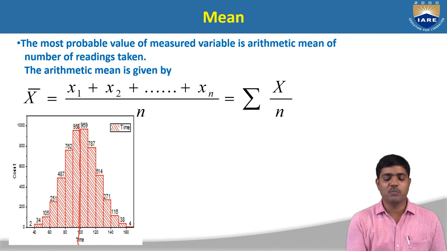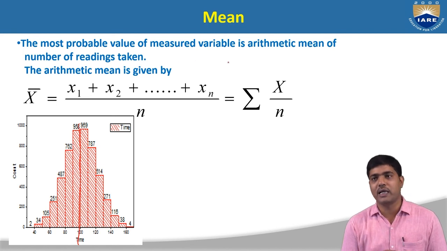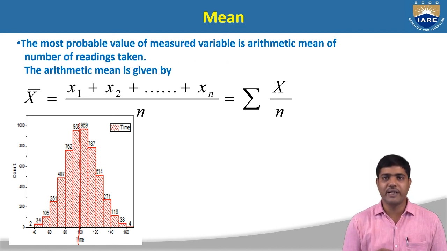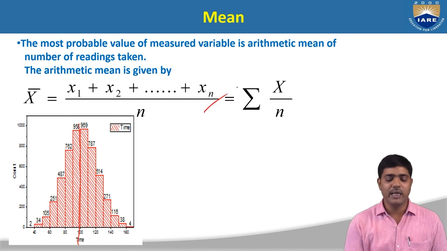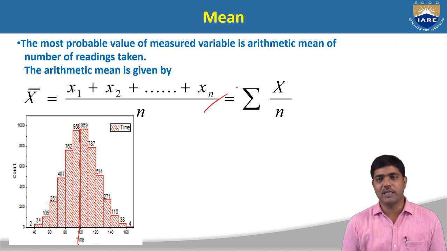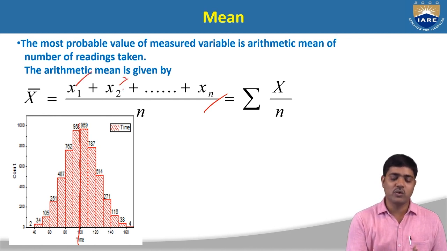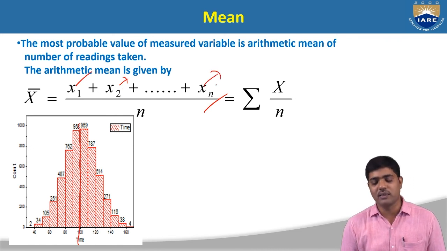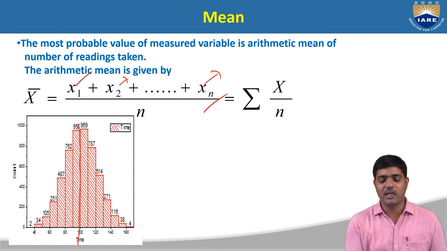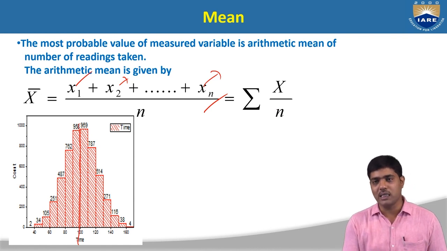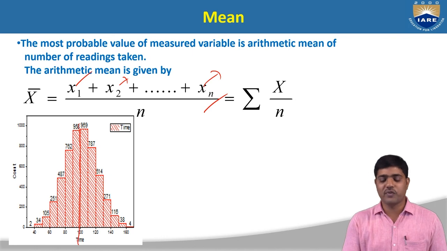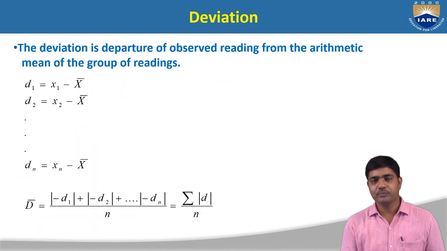This is the most probable value of the measured variable, the arithmetic mean of the number of readings taken, and it is given by x bar equal to x1 plus x2 plus and so on up to xn, divided by n. Where x1 is the first measurement, x2 is the second measurement, and xn is the nth measurement, that is given by sigma x by n. That is x1 plus x2 and so on up to xn, divided by the total number of readings you have taken.